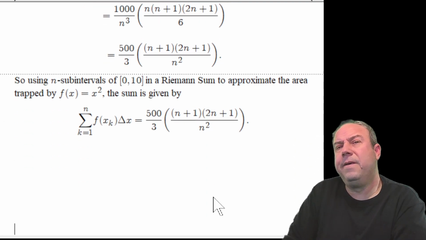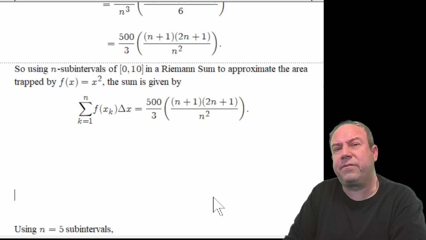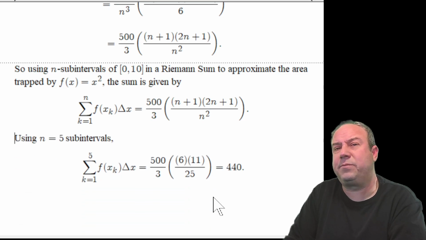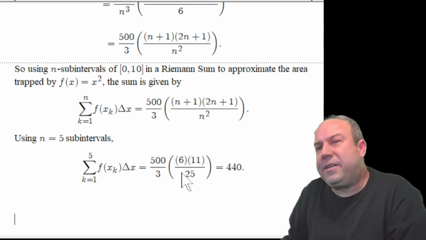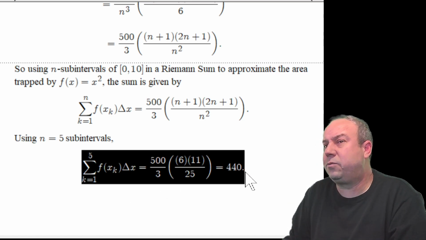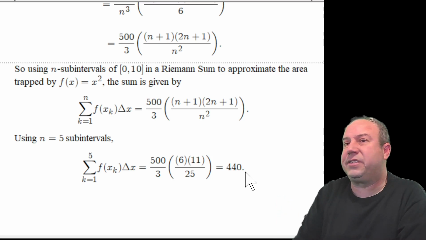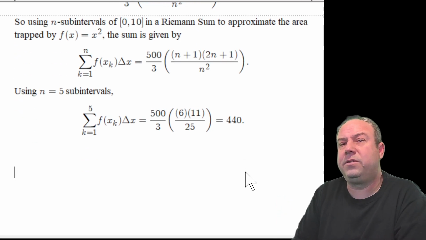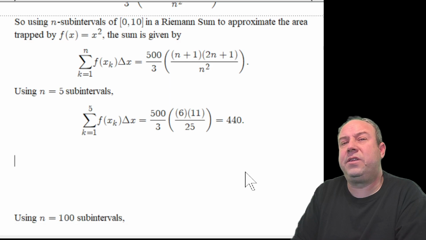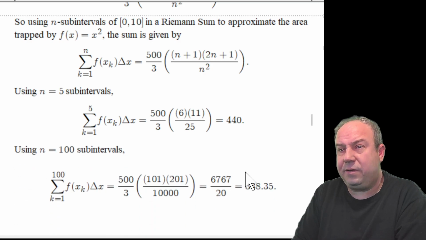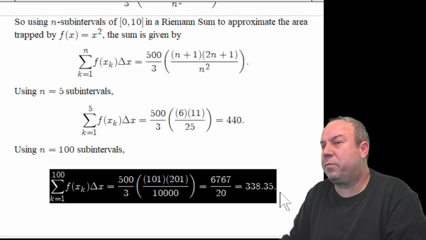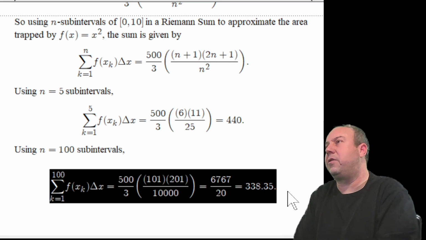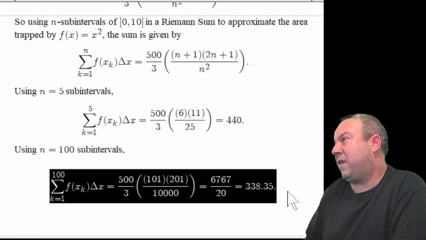All right. And we can see if we do substitute in different values for n, if we go back and substitute in a value of n equal to 5 into this formulation, it does give us 440 units, as we had found in the previous section of notes for 5 subintervals. If we substitute in the number 100, we do get the calculation we saw in the previous set of notes, given by 338.35 in value.